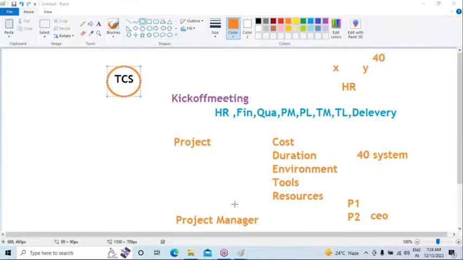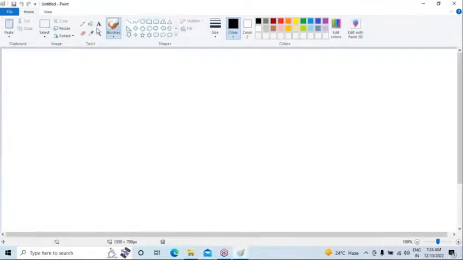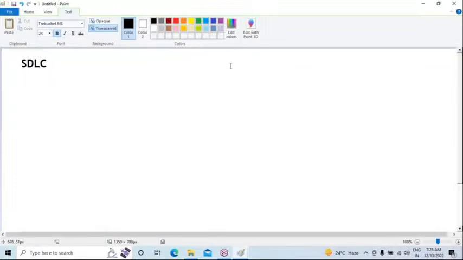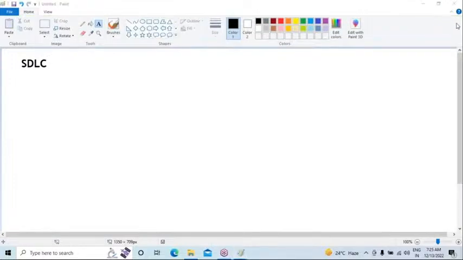Once this kickoff meeting is completed, they will develop the application following the SDLC, the software development life cycle, how the application is going to be developed in real time. Who are the people involved, where the testers are involved, all these things are going to be discussed here. So this is how it is performed in real time.